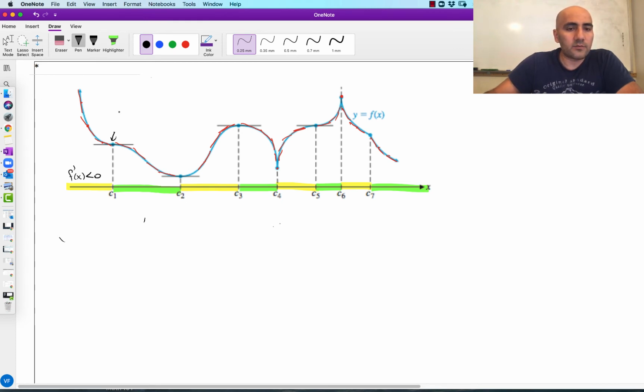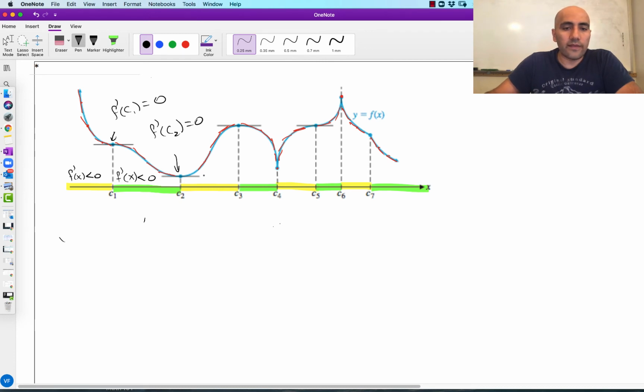Here, at this point, f prime of c sub 1 is clearly 0. Right? It's a horizontal line. On this interval, f prime of x is still negative. Right? The slopes of the tangent lines are negative. Right at c sub 2, we're also going to have that f prime of c sub 2 is 0. We have a horizontal line there.